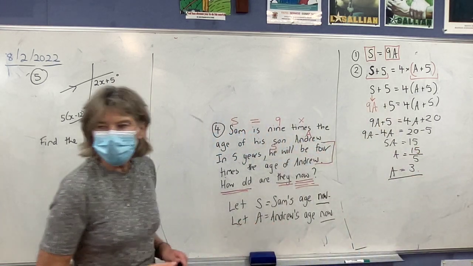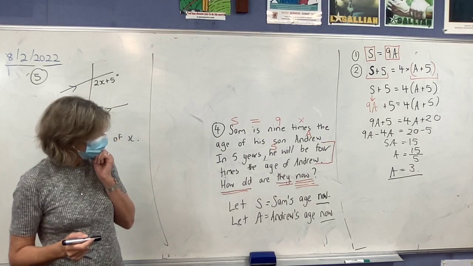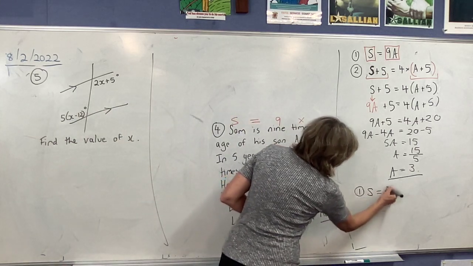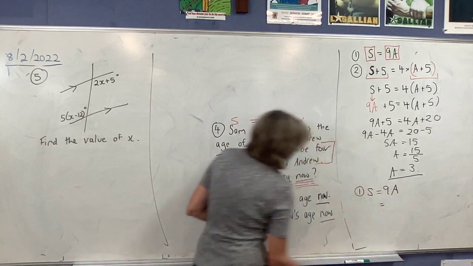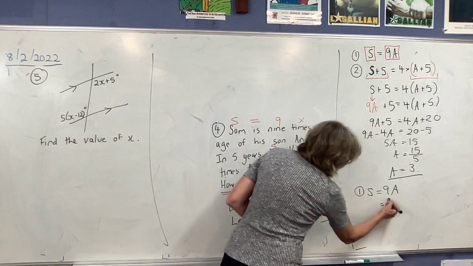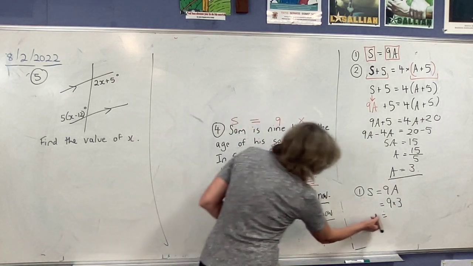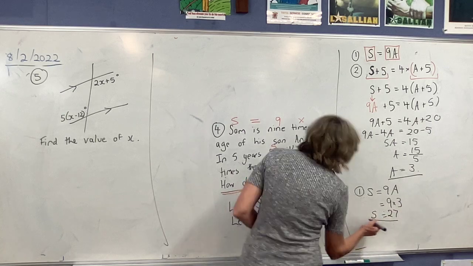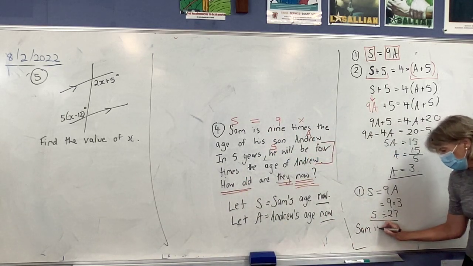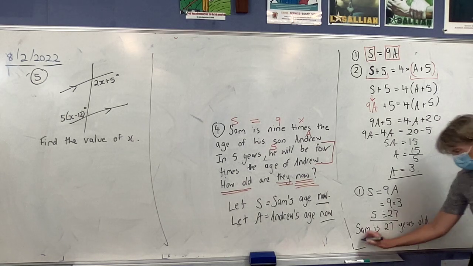All right, continuing. What's next? Lachlan? S equals 9a. Right, so we're going to go back into equation 1 that told us S equals 9a. S equals 9 times 3, which equals 27. So S equals 27. So if you make sense of this in words, we've got Sam is 27 years old and Andrew is 3 years old.